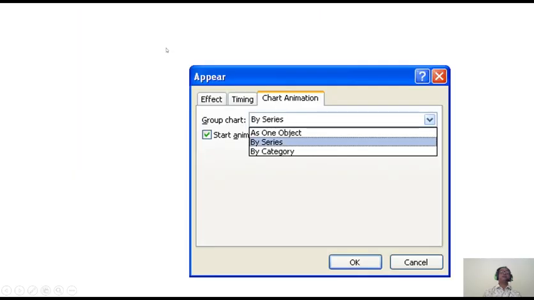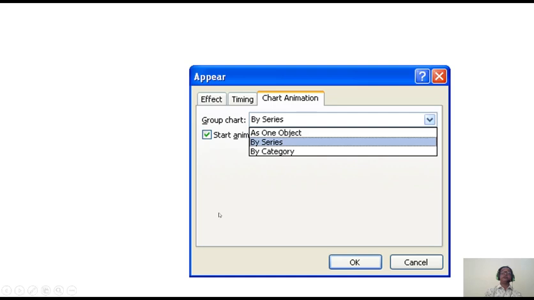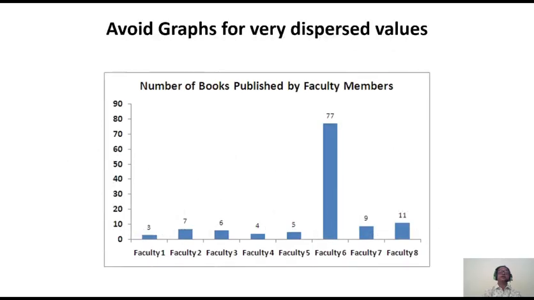Now here you come to chart animation, and in chart animation there is by series, by category. As one object, then there will be no animation. The entire graph will come together. Then you go by series and click on OK. And once you do this, you will find that the graph is represented in terms of series one by one. So this is how we can use this. Okay, let us look at this.